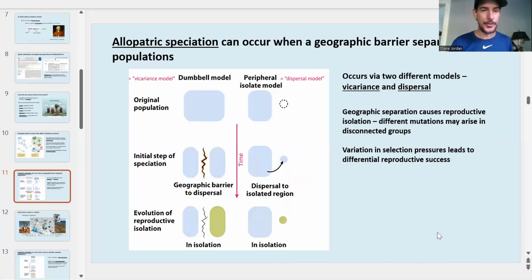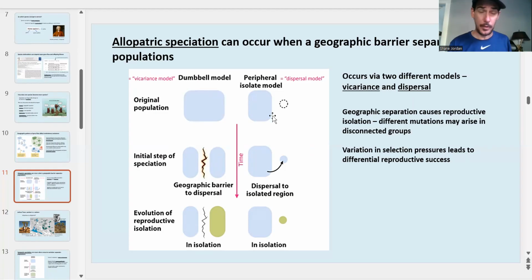And this kind of leads us to this first concept we mentioned called allopatric speciation, or allopatry. And this is typically something that occurs when a geographic barrier separates different populations. And this happens via 2 sort of contrasting models that we call vicariance and dispersal. Vicariance is also known as the dumbbell model, and dispersal is also known as the peripheral isolate model. These are kind of fancy terms, but basically we're saying this either could happen when a single population is split into 2 different populations, or when a single population has a small subset of it disperse away and colonize new territory to ultimately diverge, probably genetically.